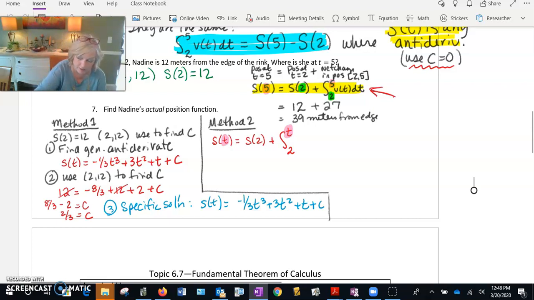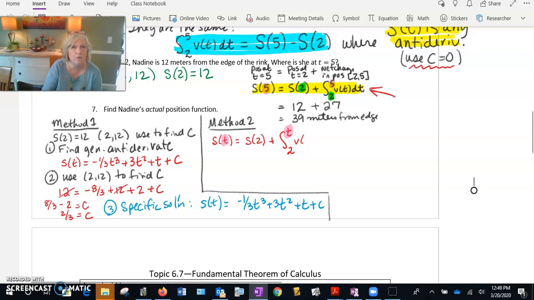And inside of our definite integral is going to be our v of t. And then here's where you get confused, and I almost did it right there. I already used t to be the upper bound variable. I cannot reuse t to be the placeholder variable inside of the definite integral.